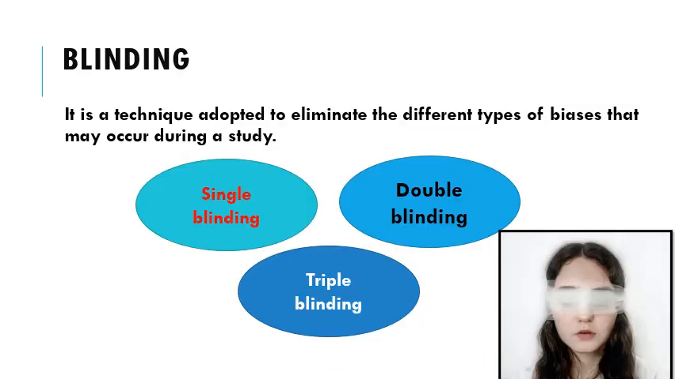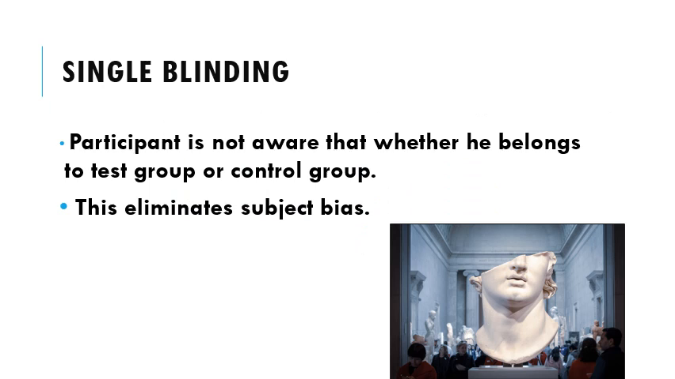Now let's discuss blinding. I have already told you that it is a technique adopted to eliminate the different types of biases that may occur during a study. It is of three types: single blinding, double, and triple blinding. Coming to single blinding. Single blinding means when the participant is not aware whether he belongs to the test group or control group. This will eliminate subject bias. And if we give the drug in a neutral casing, the patient will not know whether it is a test drug or a placebo drug. So that will eliminate the bias on the part of the subject.